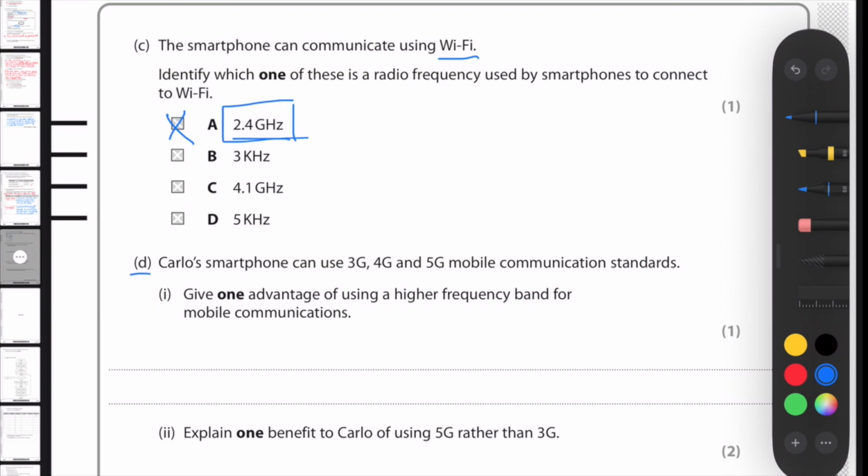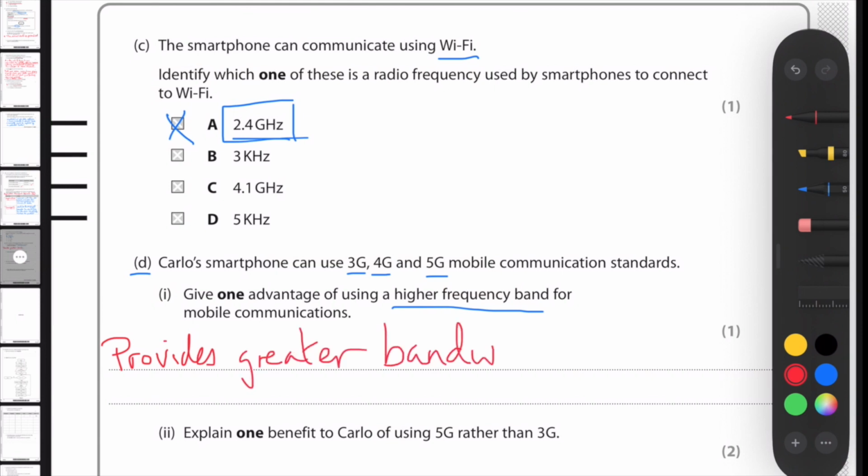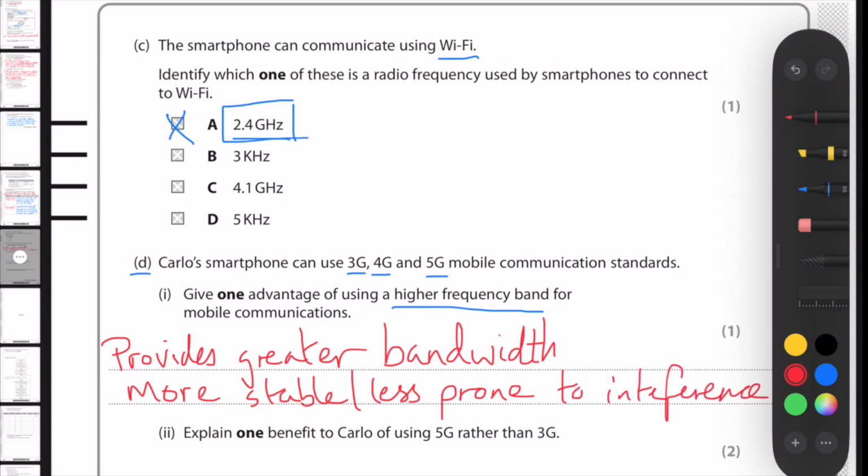Part D. Carlo's smartphone can use 3G, 4G, and 5G mobile communication standards. Give one advantage of using a higher frequency band for mobile communication. Generally, it provides greater bandwidth. They're only worth 1 mark, these questions, so that would give you 1 mark. Or something like it's more stable, which means it's less prone to interference. So basically with a higher bandwidth, it means you can transmit more data.